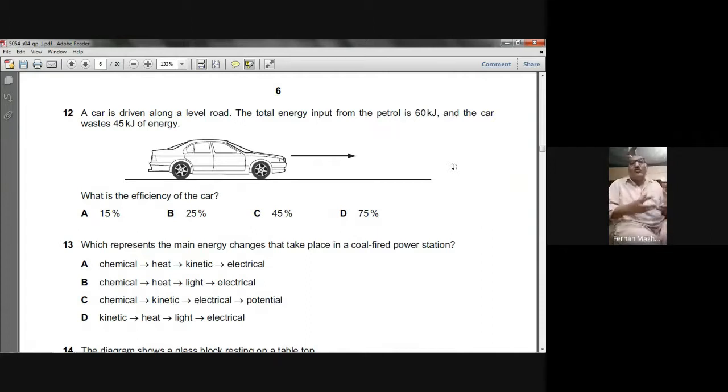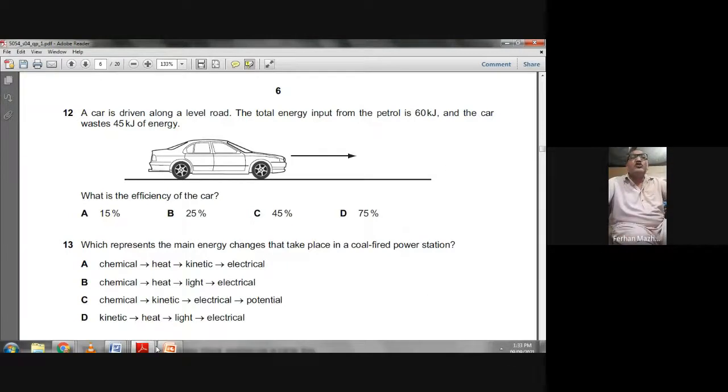So the useful output energy will be input energy minus the wasted energy. 60,000 joules minus 45,000 joules will give you 15,000 joules. So the useful output energy is 15,000 joules. The formula for the efficiency is useful output energy divided by the total input energy, multiplied by 100.